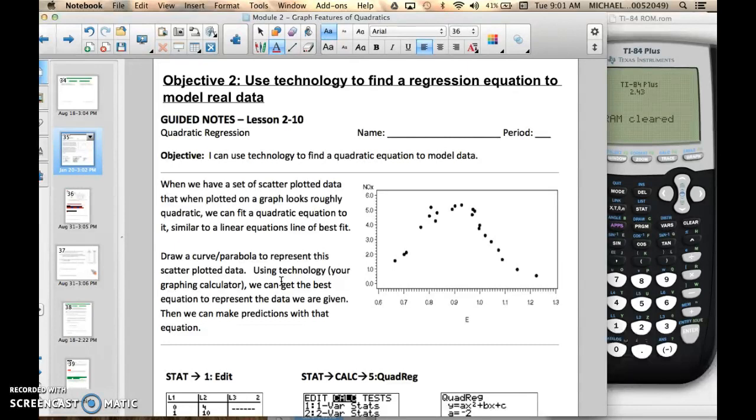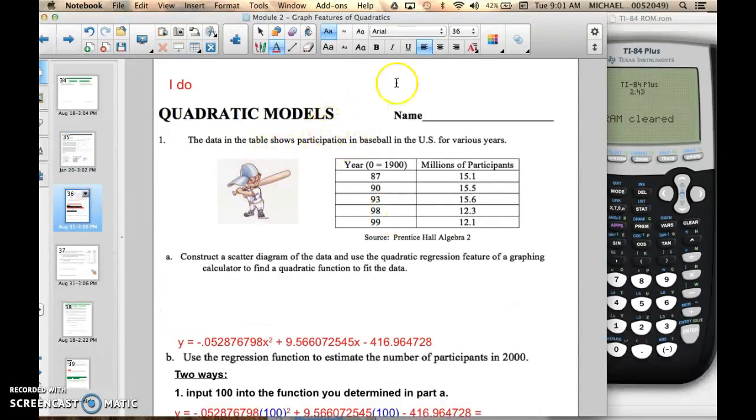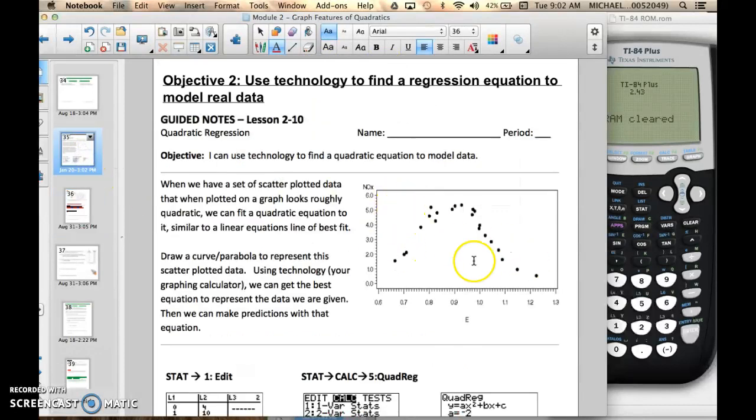So let's look first at this page, and on the right here is a scatter plotted graph of data. For example, if I was given this piece of information, and I'm going to do this example in just a little bit, the data shows participation in baseball in the US for various years, and it gives me 2 columns of information. If I were to input this into a calculator, I could create a scatter plot like you would see here. This isn't the scatter plot for that, it's just a different example.